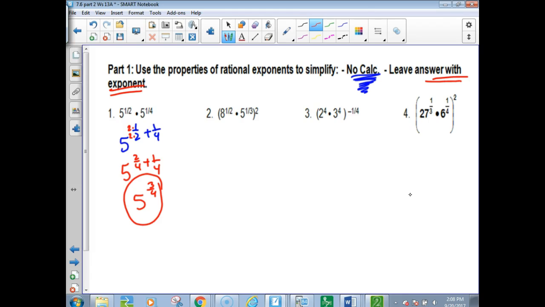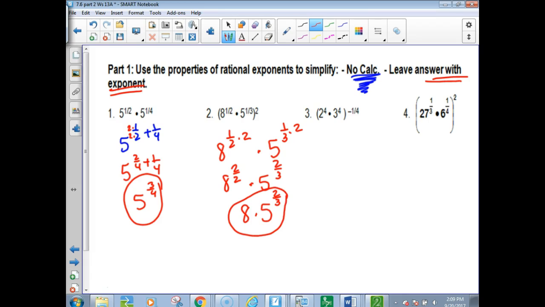This property, you're raising the two things in here to the second power. So you're going to use the power of a power property, which you multiply the exponents. 8 to the 1/2, you multiply the 1/2 by 2, times 5 to the 1/3 times 2. When you multiply a fraction by a number, you multiply the numerator. So this would be 8 to the 2 over 2, times 5 to the 2/3, and 8 to the 2 over 2, that's 8 to the first. So we just have 8 times 5 to the 2/3. That's the end of it.